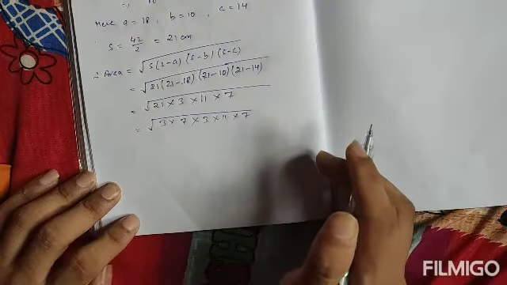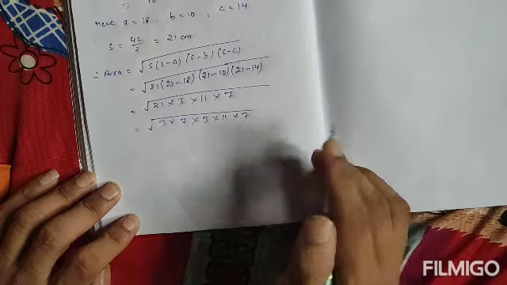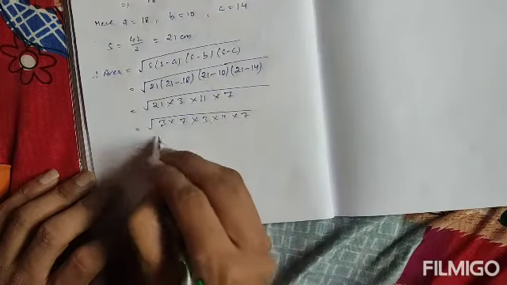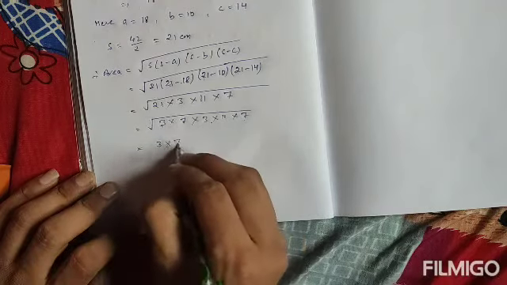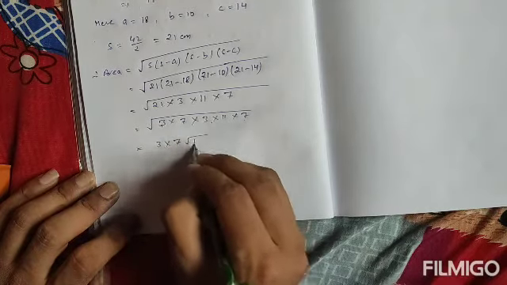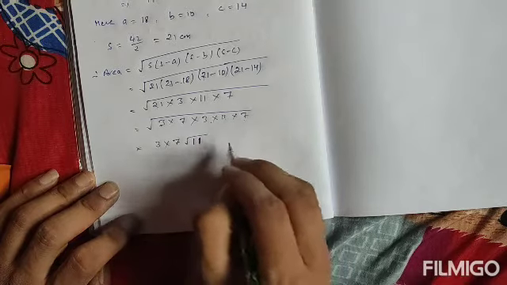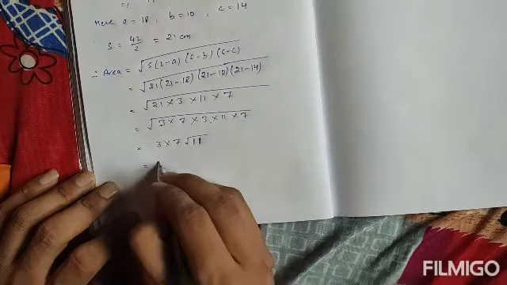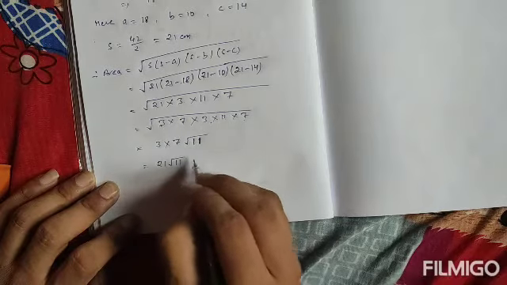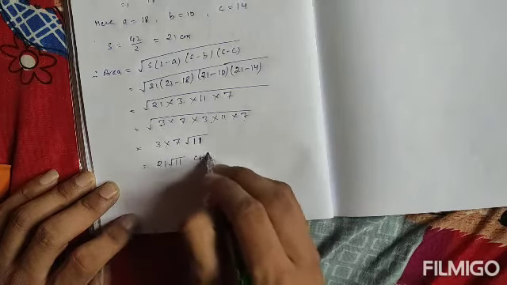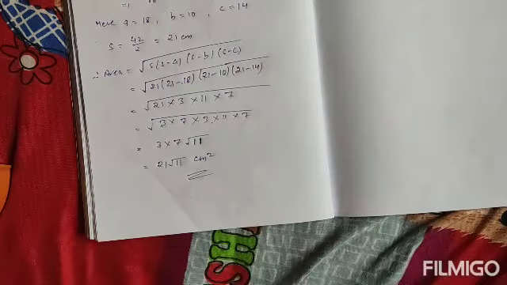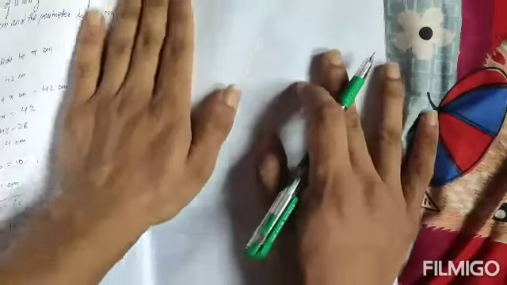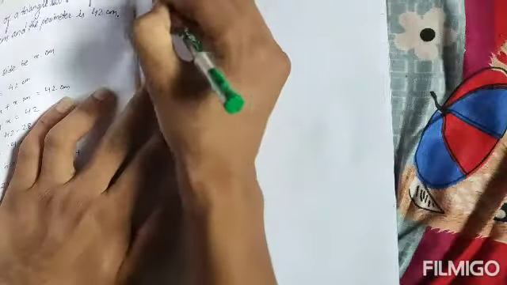Okay, now what will happen? Out of these 3s, one 3 will come out of the root. Out of these two 7s, one 7 will come out of the root, and this will remain inside the root. So root 11. So it will be 3 into 7, 21 root 11 centimeter square will be your answer. Okay, so this is your answer for this question. So next we'll move to the next number, that is question number 5.